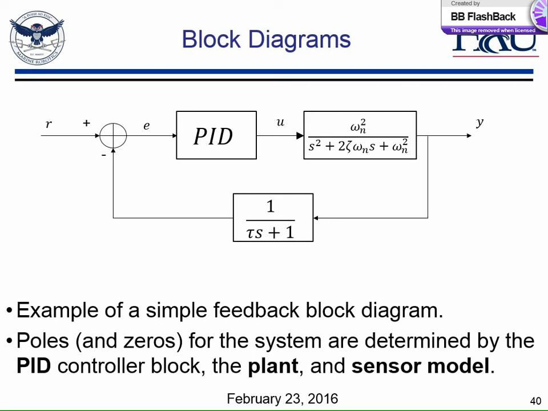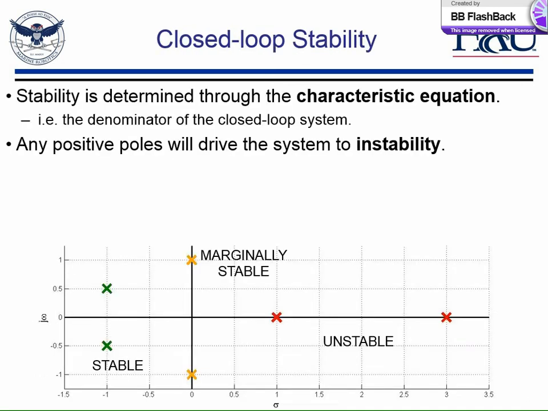So the poles and zeros of our transfer function are dictated almost entirely by the PID controller block, the plant, and the sensor model. And stability is determined through the characteristic equation, of course, right? So we have to look at the denominator of the closed loop system. If we think about the exponential response, that transient response, the sigma of our s term has to be on the left-hand side because we want that to be exponentially decaying. If it's on the right-hand side, what is it then? It's exponentially increasing, which is bad.